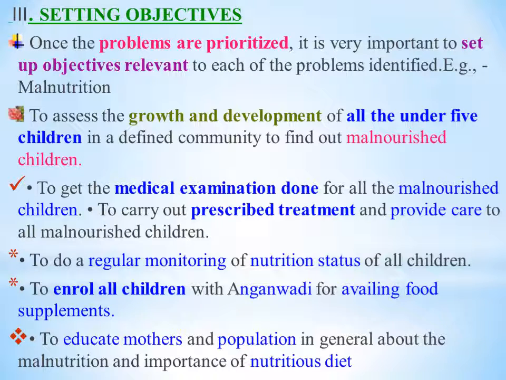The third step is setting objectives. Once the problems are prioritized, it's very important to set up relevant objectives. For example, malnutrition. What objectives can you add for malnutrition? We can assess the growth and development of all the under 5 children to find out the malnourished children.